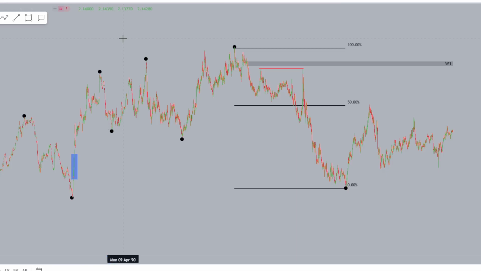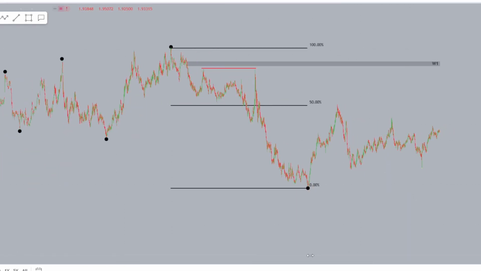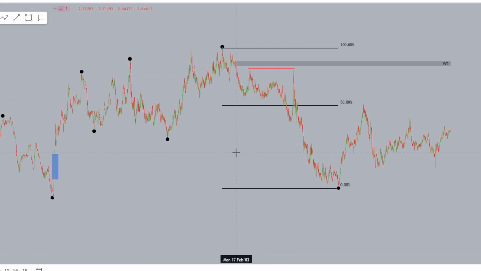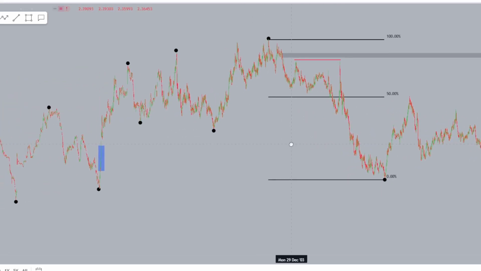This is the higher time frame, or the weekly outlook, of GBPAUD. We're going to be going to the daily time frame and hopefully the 4 hour time frame in this video, right? So how am I currently looking at GBPAUD?